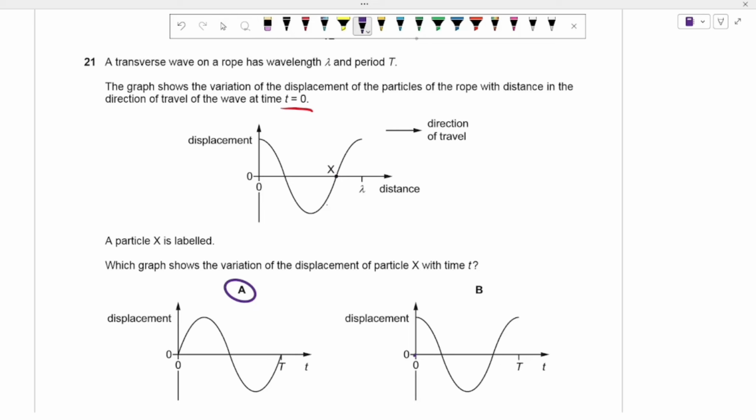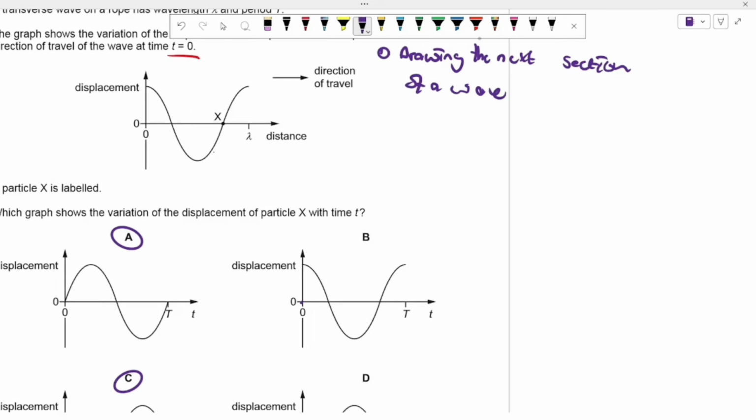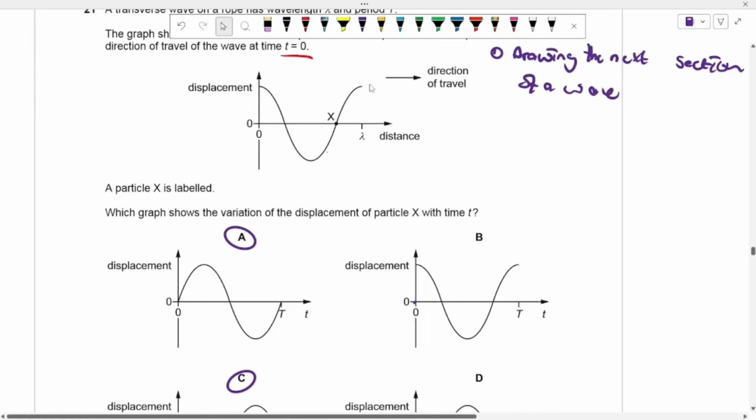Okay, right. This concept is a concept of drawing the next section of a wave. That process will tell you whether X in the next phase will move down or will move up. That's basically what this whole concept is about.